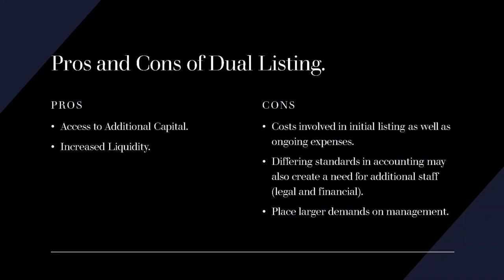By dual listing, they get access to both markets a lot easier. You also get increased liquidity in the stock. But the cons involved are the costs, so it is more expensive, obviously, to list in two different countries, as well as if there's different accounting standards and stuff like that, there may be need for additional staff. And another big thing is that it places large demands on the management, because management need to inform both markets to the best of their standards of new news in the company and stuff like that.